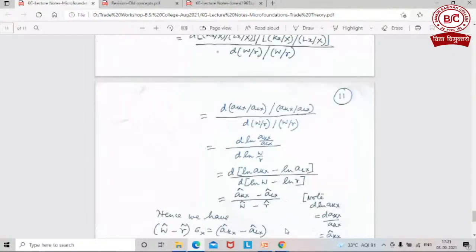Elasticity of substitution: I will not go through the mathematics. These things will be taught in your class, when your teachers will teach you. This has wide implications in the context of trade theory, but I will not go through the mathematics of this. And this is all about the first part of the lecture.